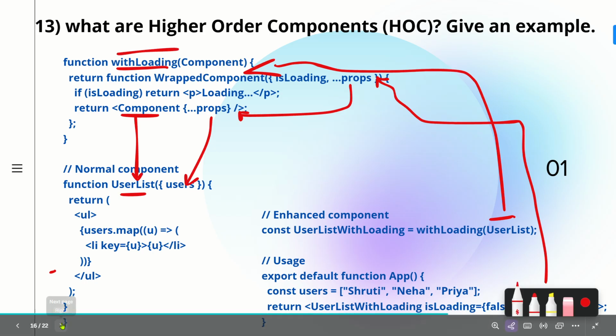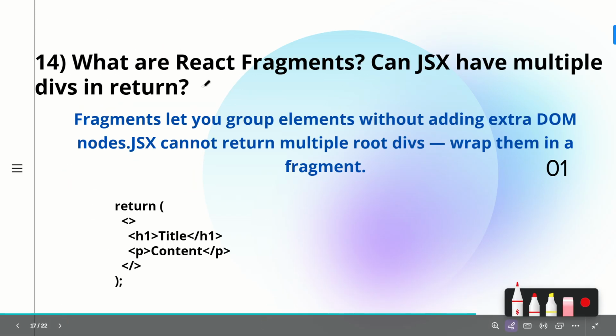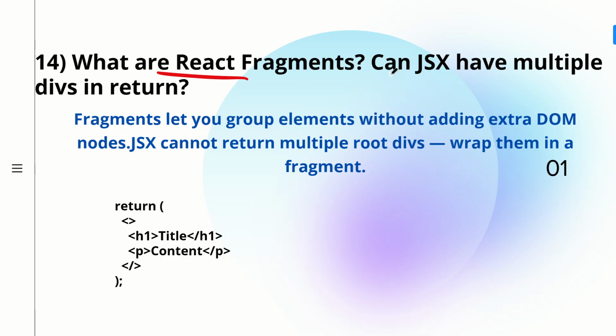Okay, now let's see our 14th question, which is what are React fragments and can JSX have multiple divs in return? So let's answer this question first, that can we have multiple divs in return? No, we cannot have multiple divs in return. We can have only one element. We can only return one element from our return.